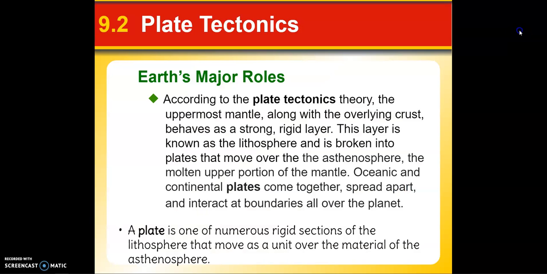Earth's major roles. According to the plate tectonics theory, the uppermost mantle along with the overlying crust behaves as a strong, rigid layer. This layer is known as the lithosphere and is broken into plates that move over the asthenosphere, which is the molten upper portion of the mantle. Oceanic and continental plates come together, spread apart, and interact at all the boundaries all over the planet.